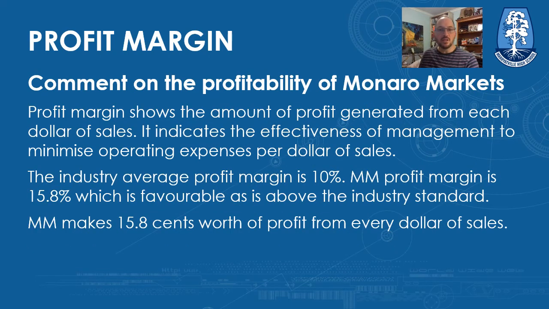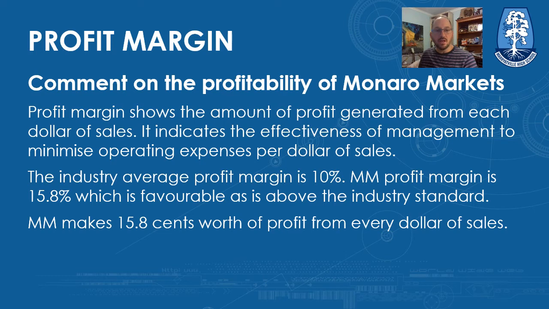Let's now comment on the profitability of Monaro markets. First, we'll state the ratio we're using. We are using the profit margin, which shows the amount of profit generated from each dollar of sales. It indicates the effectiveness of management to minimise operating expenses per dollar of sales. The industry average profit margin is 10%.